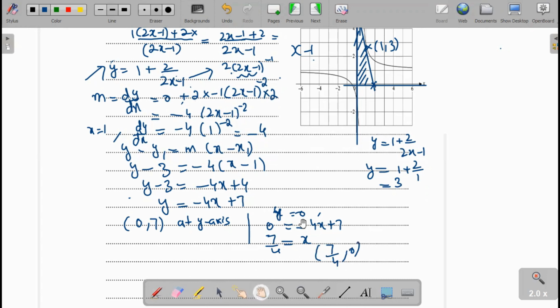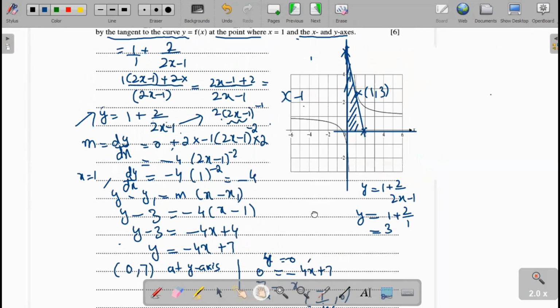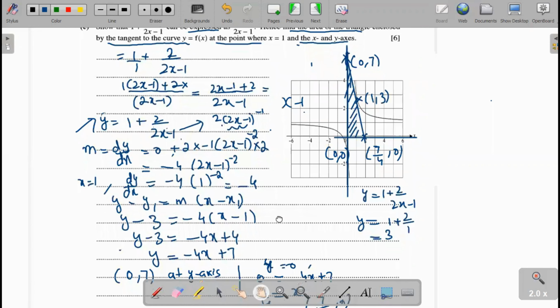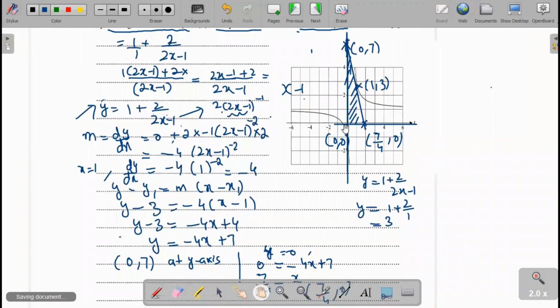These are the points: (7 over 4, 0) and (0, 7), and the origin is (0, 0). Now we can find the area of the triangle very easily. This is the base of the triangle. The base is 7 over 4, and the height is 7.